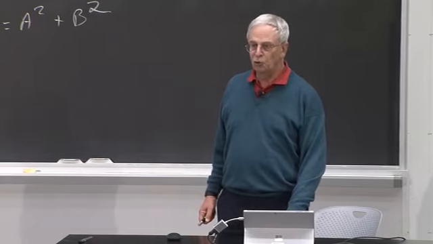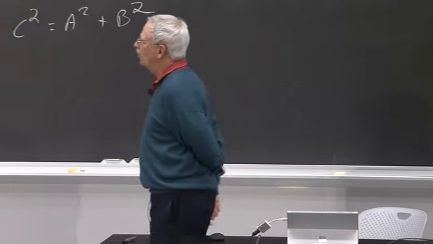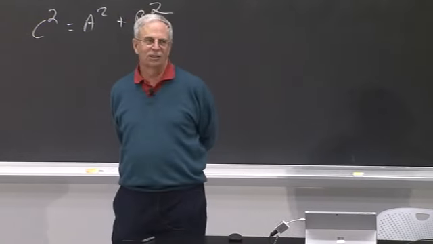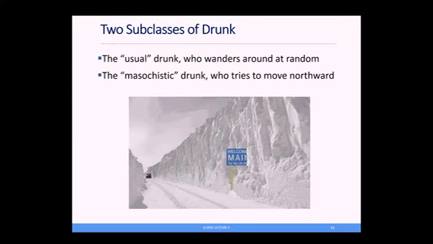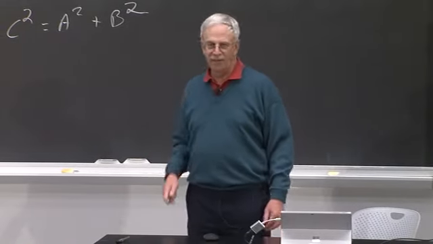And we'll look at 2 subclasses, the so-called usual drunk, the one I tried to simulate when I was wandering around, who wanders around at random. And a drunk I like to think of as a New Englander, or a masochistic drunk who tries forever to move ever northward because he or she wants to be frozen. I do like this picture of entering the state of Maine in the winter.